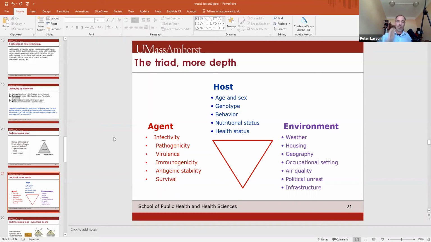And environment can be things as simple as weather. It can also be the type of housing you live in. The geography, what's the terrain look like? Is the terrain amenable to, for example, mosquito reproduction? Or amenable to polluted water? Occupational setting, are people working? Is their work itself leading to increased opportunities for transmission? Air quality, we find that lung infections tend to be higher in areas of heavy air pollution.